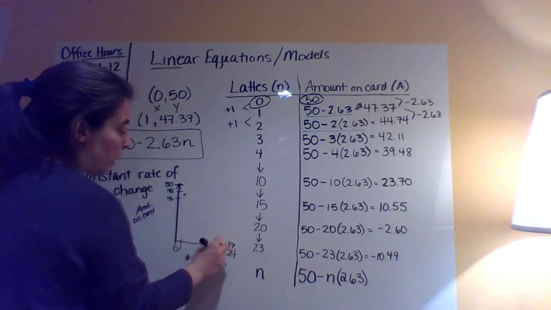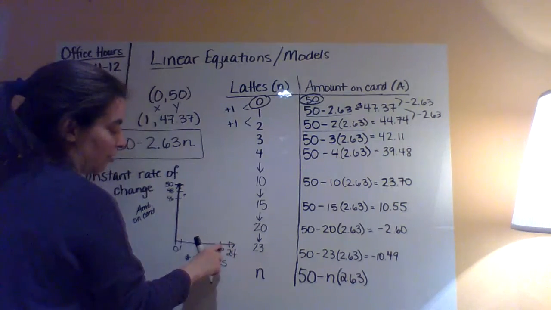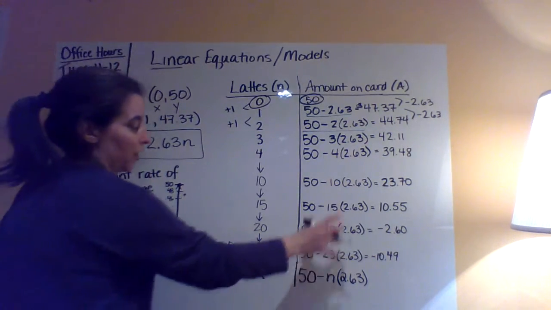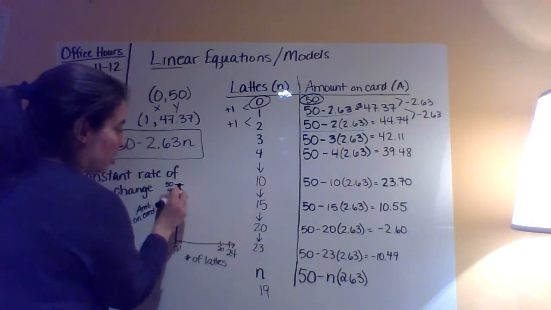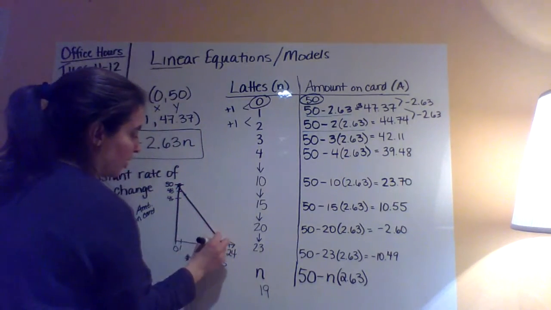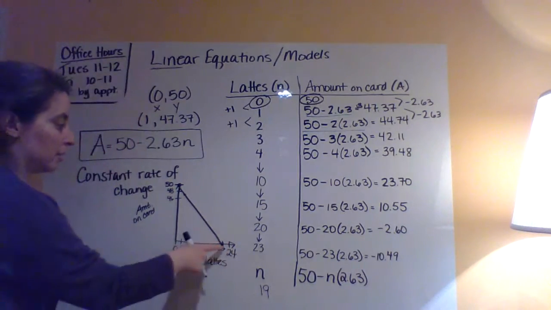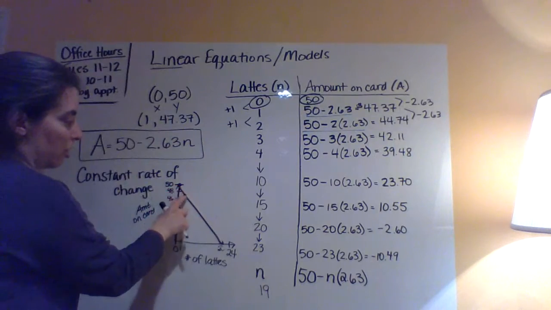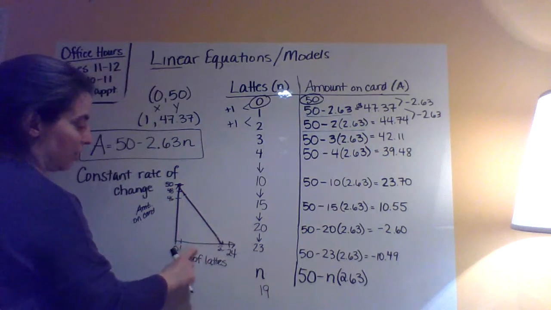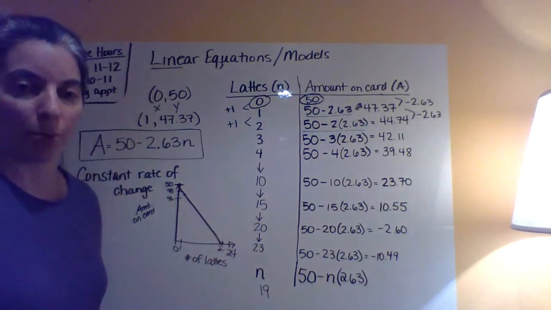We know that at 20, it would be negative. So what I would do also is go back to this chart and figure out what 19 is, and then you can graph that. You're going to have a graph that basically does this. It's going to go through a little before 20. Okay, we'll stop it here. Makes sense. The amount of money on your card goes down as the number of lattes goes up.